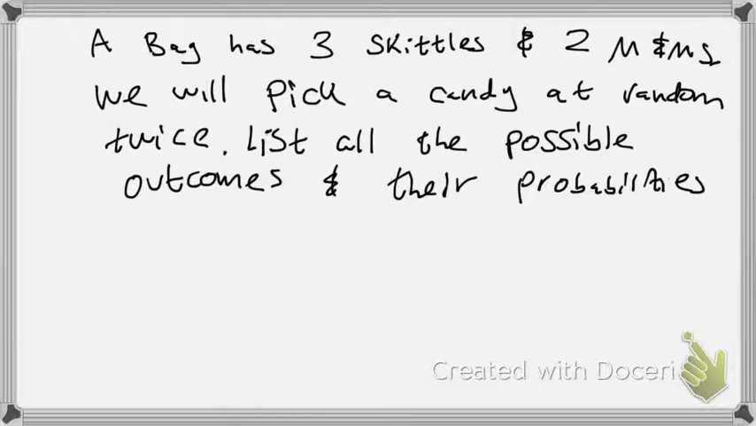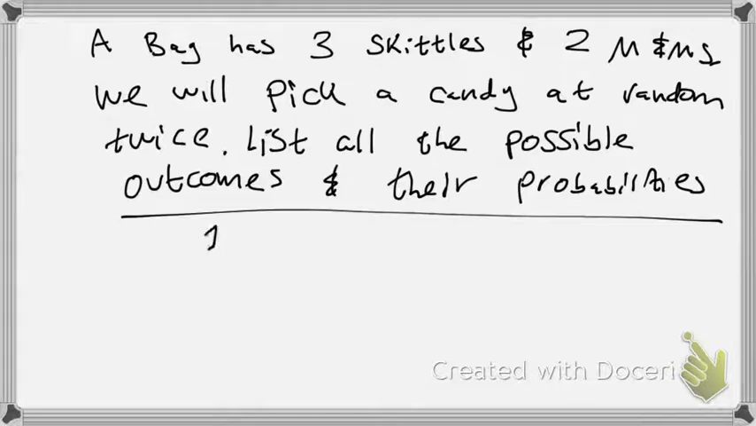So here, we're gonna do the same thing. We're gonna do a tree diagram. We list the stages again. First stage would be first candy, because you're picking candy twice, right? Or let's see, first selection.